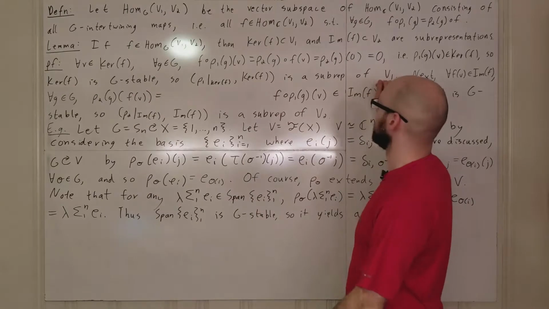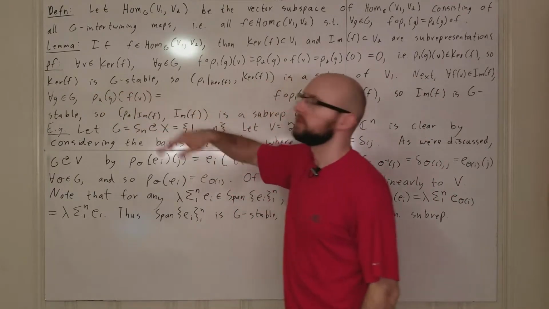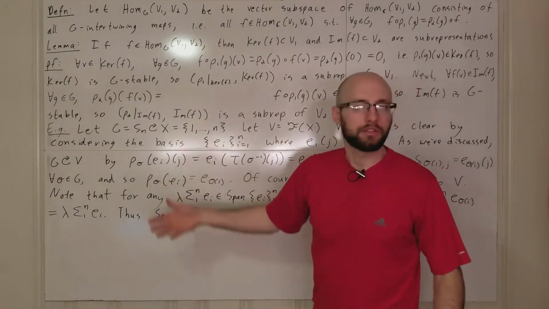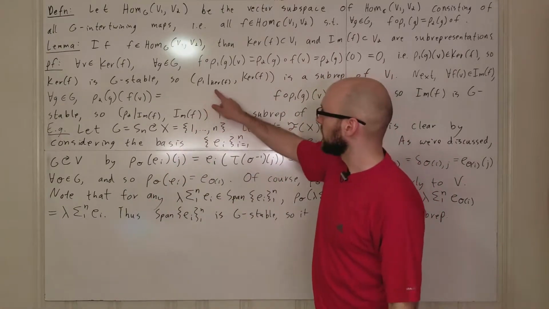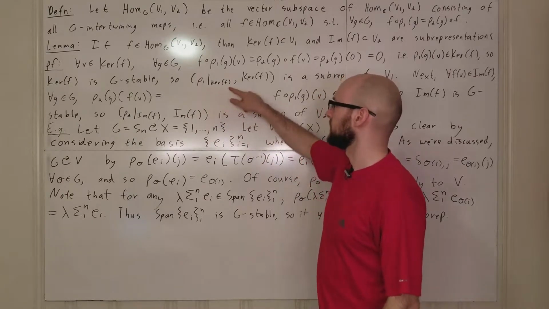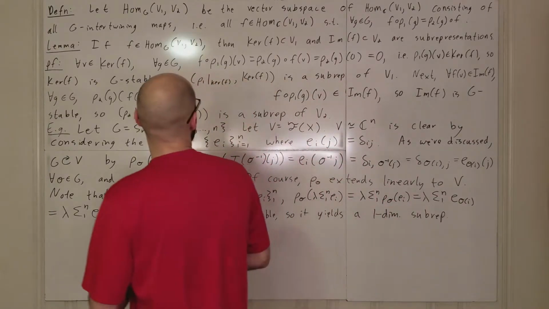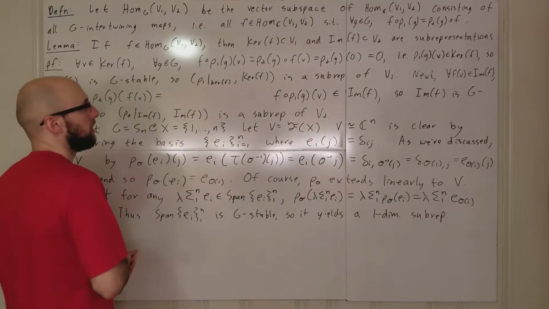subrepresentation of V1. Typically, after you have shown that the kernel of F is stable, you could just say that the kernel of F is a subrepresentation. But at least for now that we're still a little early on, I like including the map that's associated with it. Okay, so we have this.